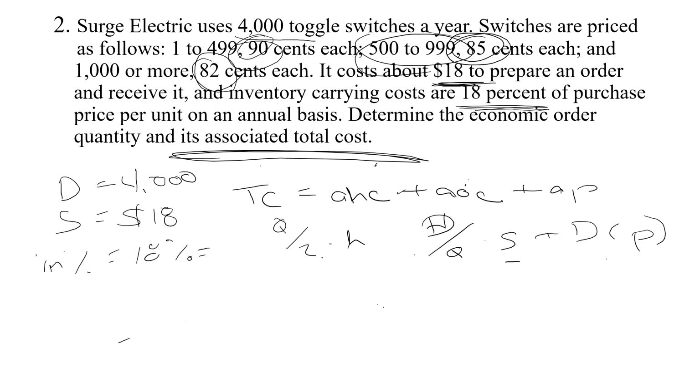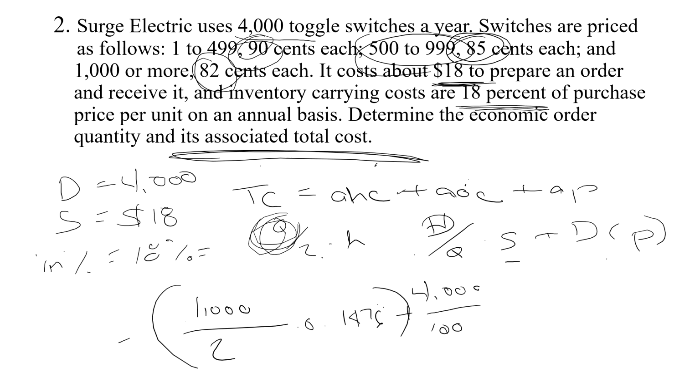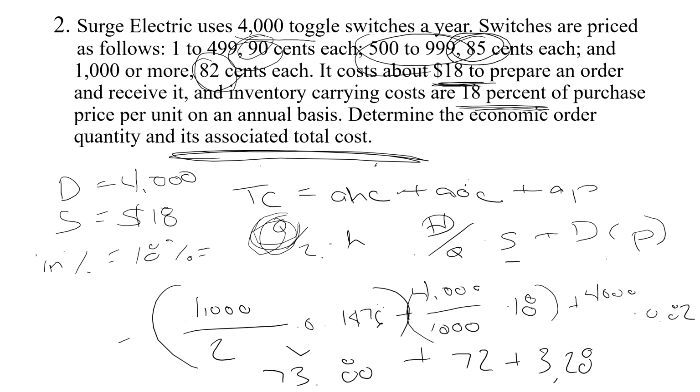So first, we're going to do the first one. Remember, like I said, we can't use the 987 for this first one. We have to say it's at least 1,000 that they're ordering. And then our H that we found before is going to be 0.1476, times 1,000 over 2, plus 4,000 all over 1,000 times 18, plus 4,000 times our 82 cents. That's going to give us 73.80 plus 72 plus 3,280.